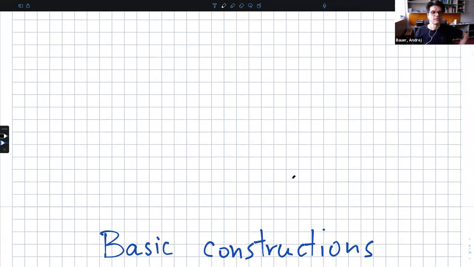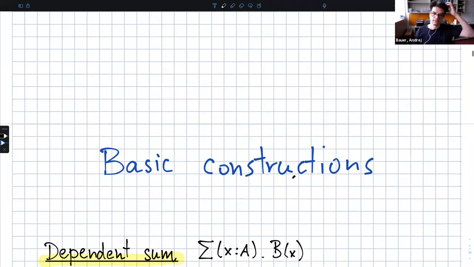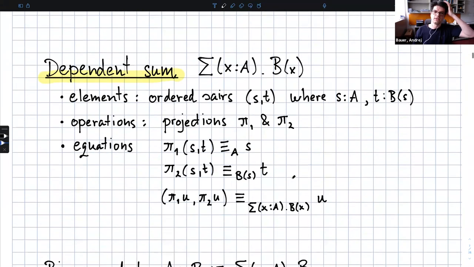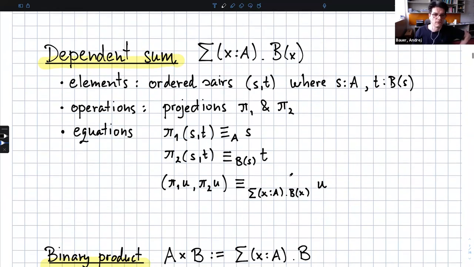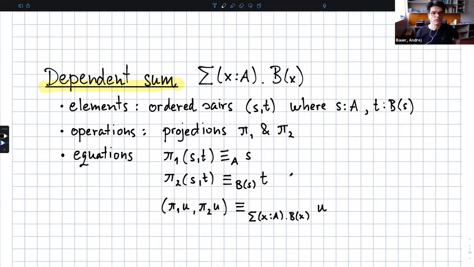Okay, so what are some basic type constructions? First, we have the dependent sum. So the dependent sum is formed like this. Here is an informal description of the dependent sum. You can look up the formal description in various places, the appendix of the HoTT book. Egbert is going to nod if there is a more formal description of the dependent sum somewhere in his book. Yes, he's nodding, okay, so you can find it there.